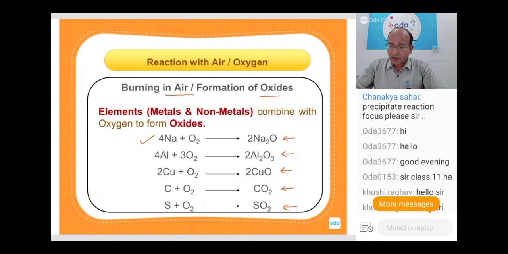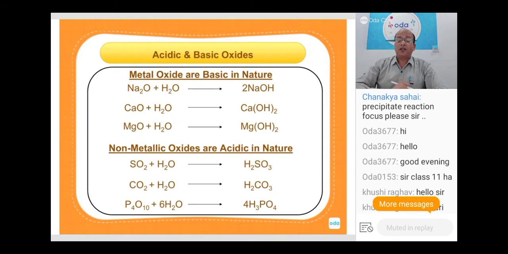Okay beta, so let's move to the next slide. And this says, okay, how carbon monoxide forms. Yeah beta, we are coming to that. Okay, so the next slide is the nature of oxides.